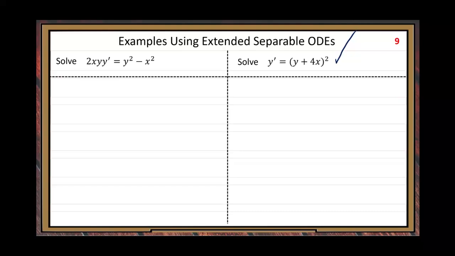All right. To solve it, first we need to do some simplification. So the first simplification, we want to write it as an explicit form. So that is y prime equals something. Right? So y prime equals y squared minus x squared over 2xy. But we want to further simplify it. So here we do the simplification like this.